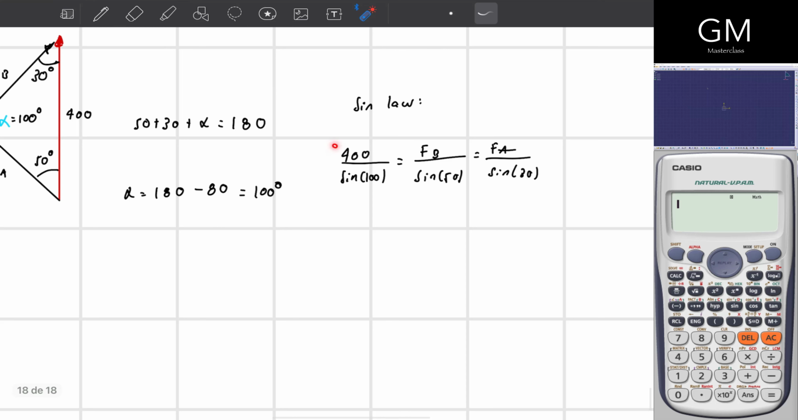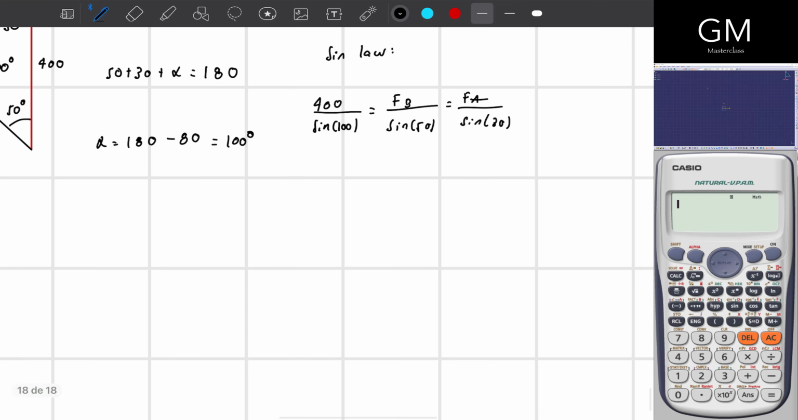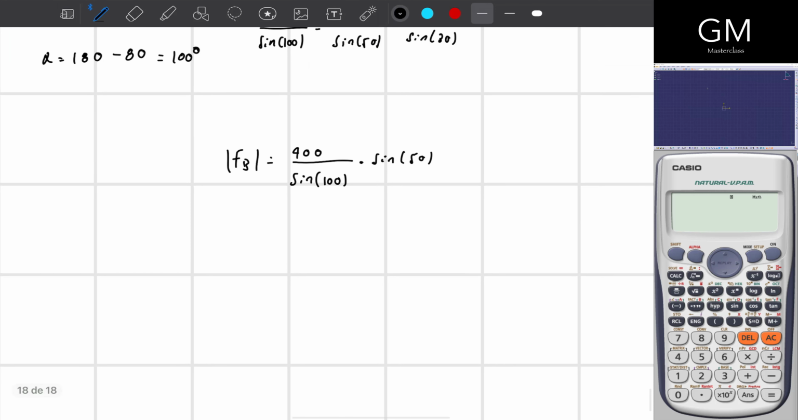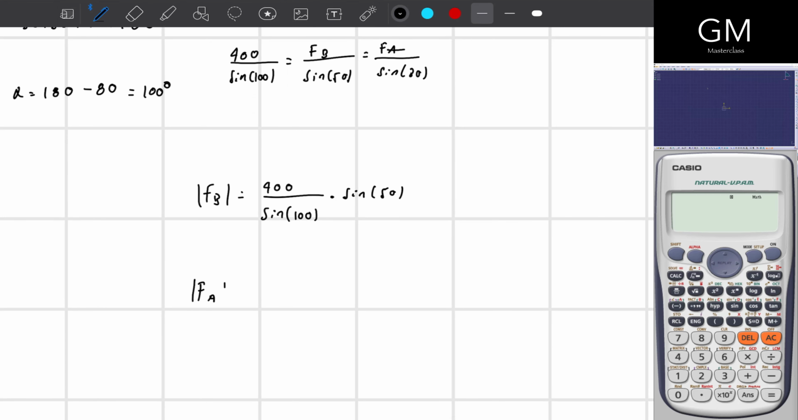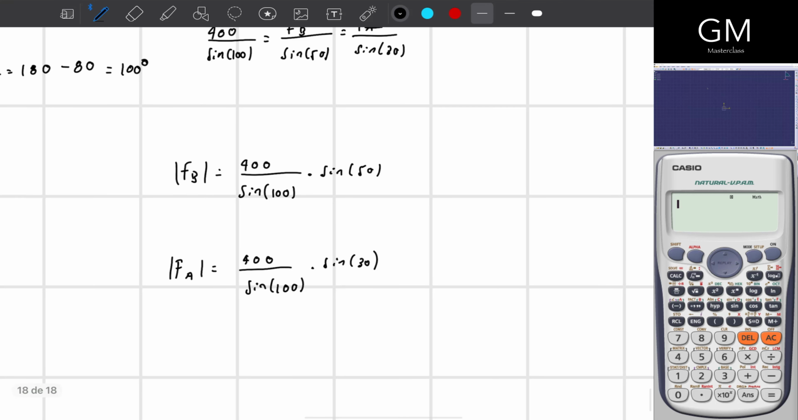Alright, so I'm going to start by taking, for example, this part of the equation for me to find FB. So the magnitude of FB is going to be equal to 400 divided by the sine of 100, multiplied by the sine of 50. And the magnitude of FA is going to be equal to the same thing, but multiplied by the sine of 30 instead. Right? So I'm going to put this on the calculator.